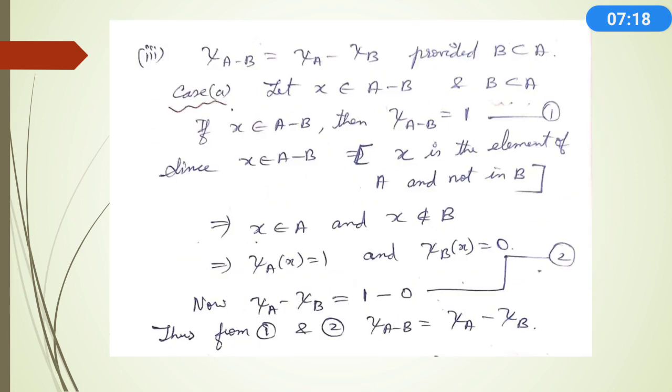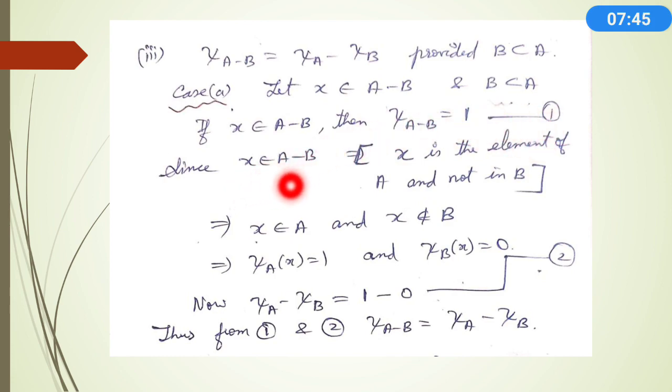Next subdivision, the statement is this: psi of A minus B is equal to psi A minus psi B, provided B is contained in A. So now my B is a subset of A. Okay, just keep this in mind. So let me take x belongs to A minus B. Again by the characteristic function definition, since it belongs, psi A minus B value will be 1. Let me take it as equation number 1.